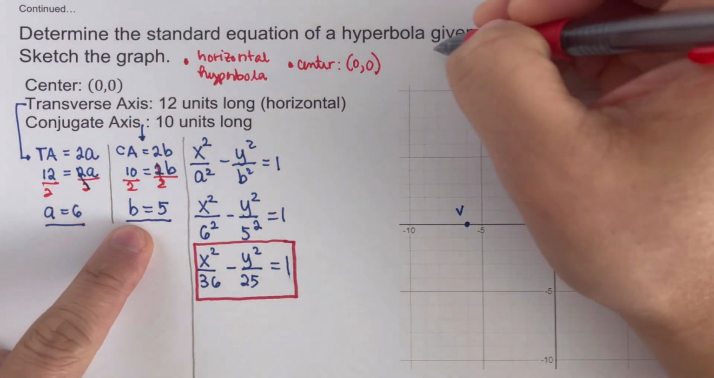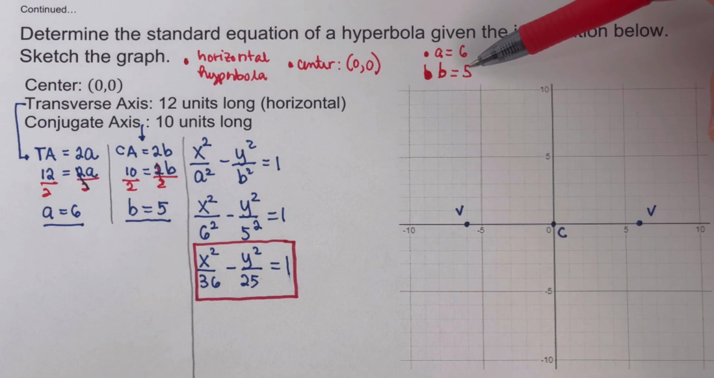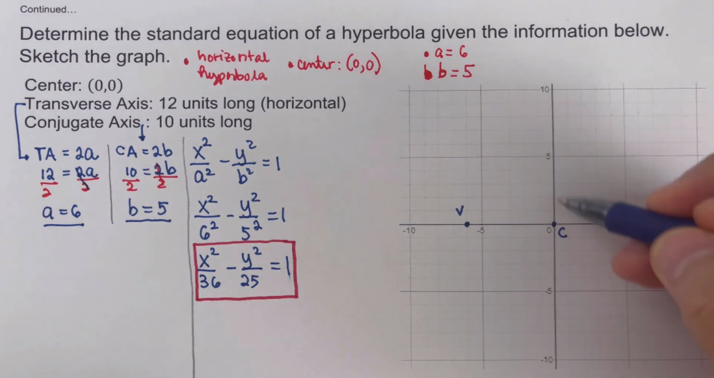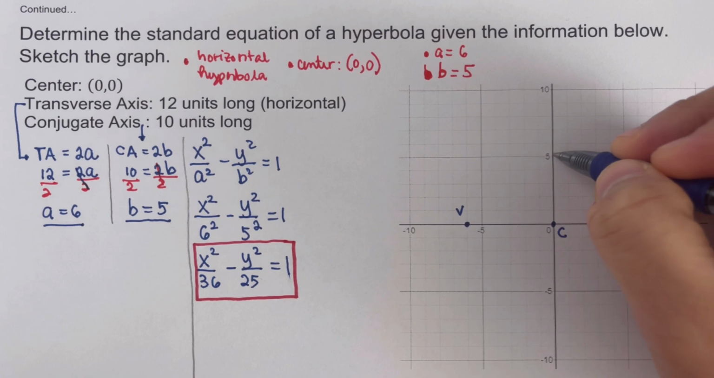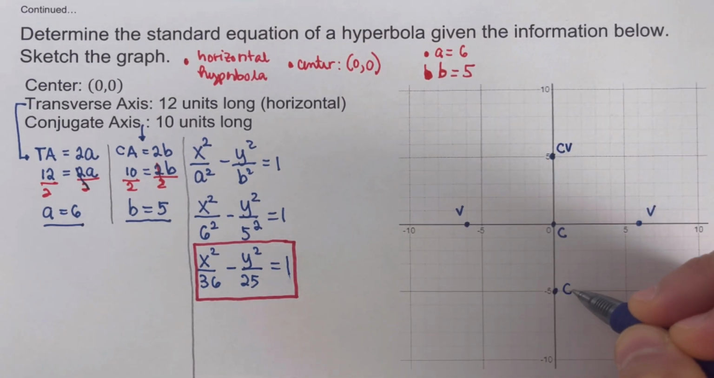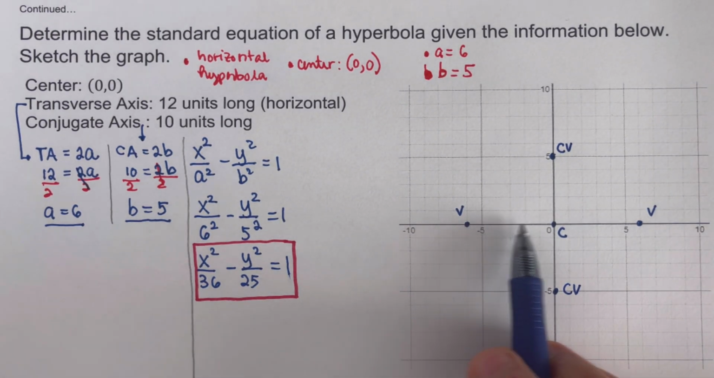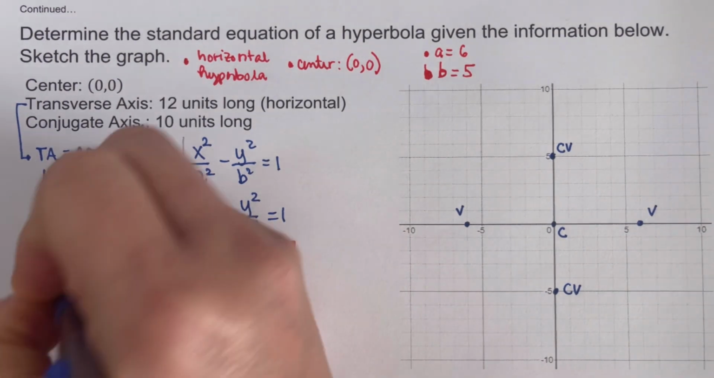Again, we have solved the values for a and b. I'm going to write that up here. Since we have a value of b, that is where our co-vertices sit from the center, so I count 5 up and 5 down, and that is the location of the two co-vertices. This is our first co-vertex, and this is the second co-vertex right here. I'm going to write the coordinates of the two vertices and the two co-vertices down here.